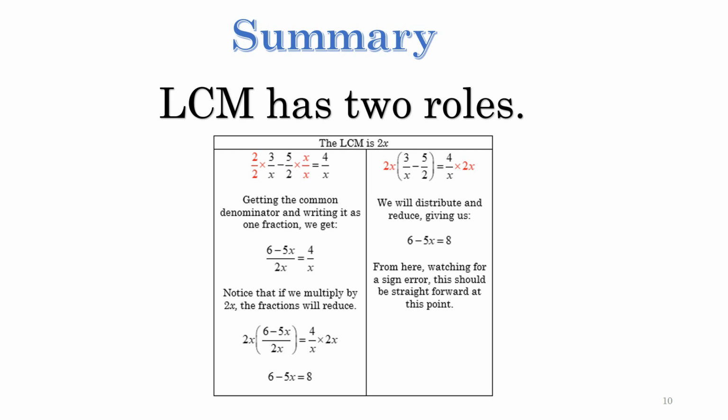So the LCM has 2 roles here that you can use. You can find the lowest common multiple, and you get a common denominator and solve that way. Or with the lowest common multiple, you can distribute to all terms on both sides of the equal sign, and those denominators will all reduce. Because all of the denominators go into this number, they are all going to reduce, and then you end up with something that's a lot simpler, right?